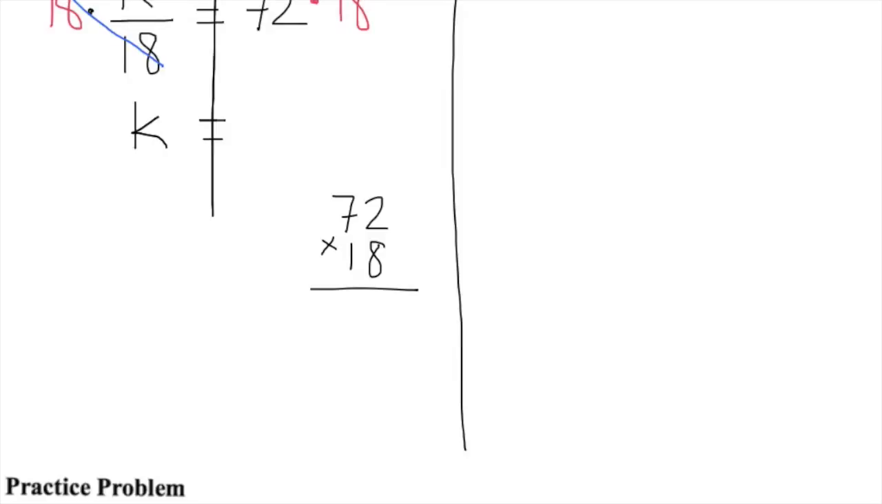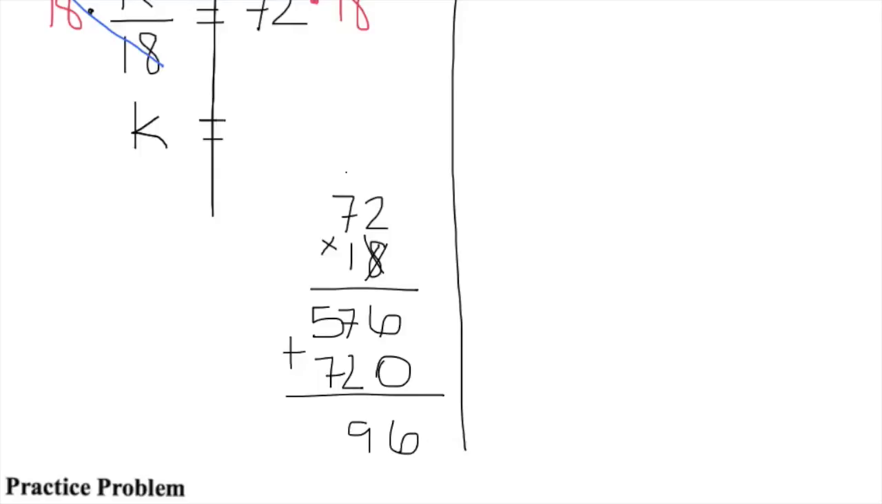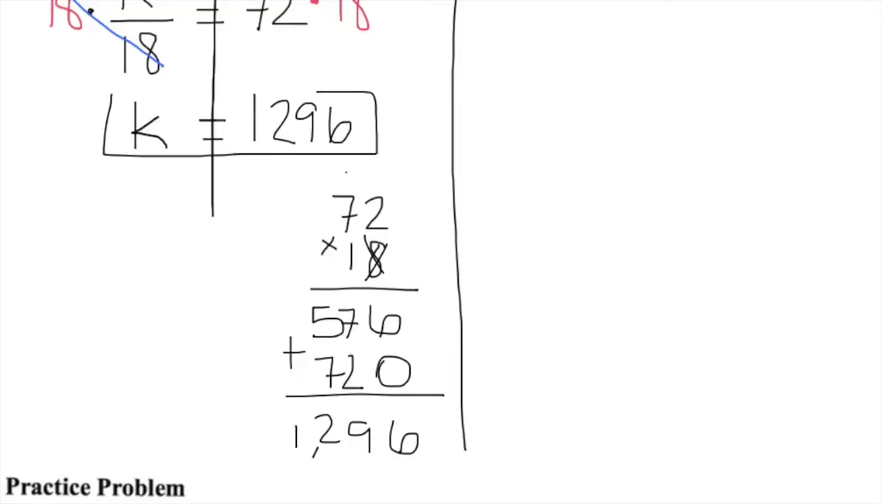Okay, 2 times 8 is 16. Carry my 1. 7 times 8 is 56 plus 1 is 57. Cross that out. Add my 0. And then 72 times 1 is just 72. Add those together. And I get 1,296 as my answer. Okay, so my solution was k equals 1,296. We can check that solution by plugging k back in.